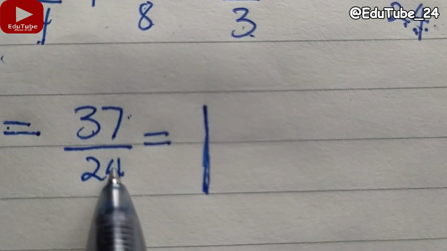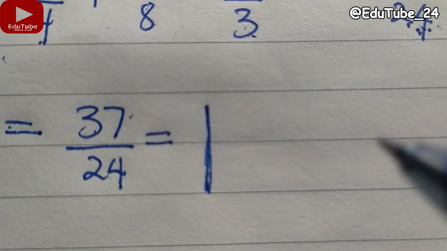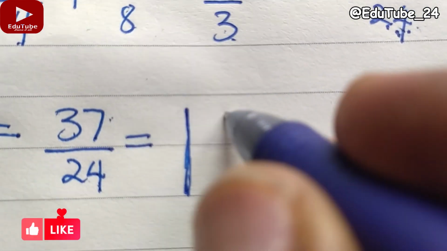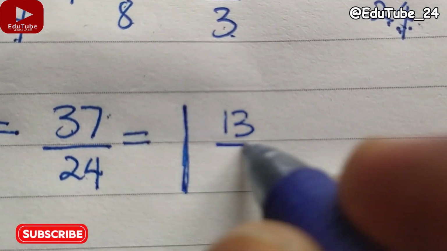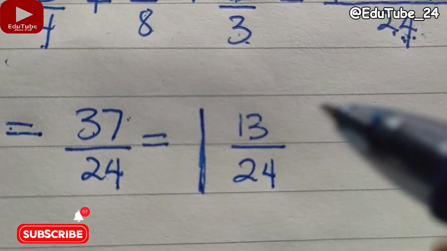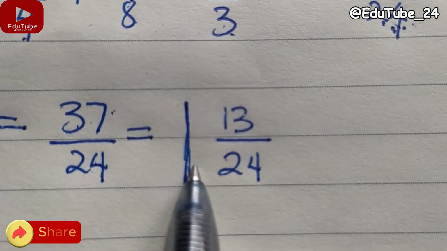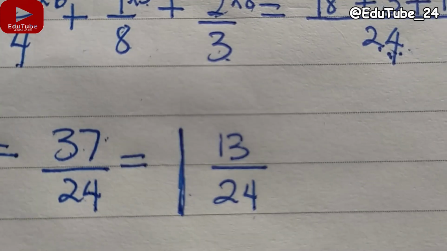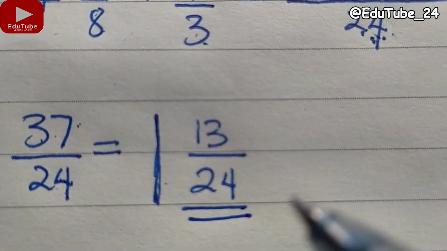Then what's the remainder? If I take away 24 from 37, I'll be left with 13. So one whole number, remainder 13 out of 24. So that means 37 over 24 is one whole number, 13 over 24, which is our final answer for the addition of these fractions.